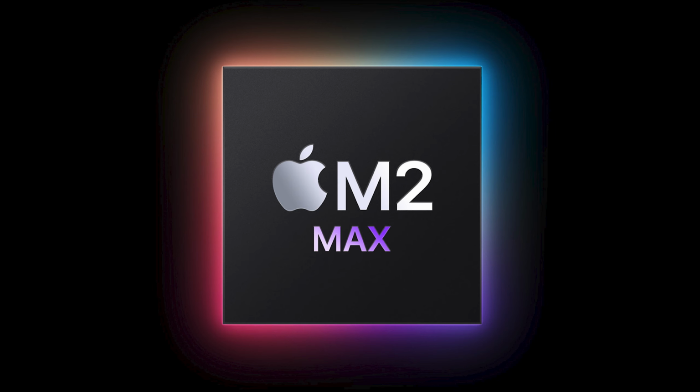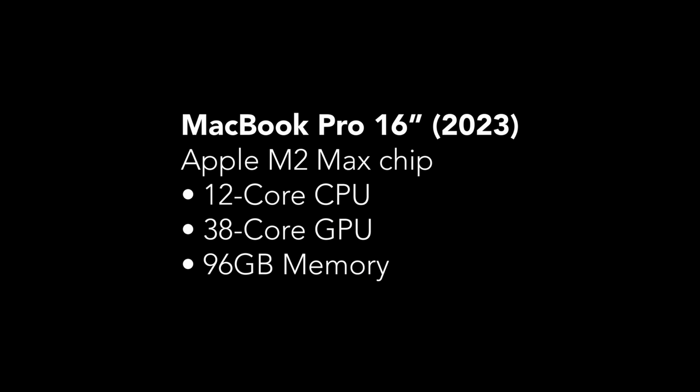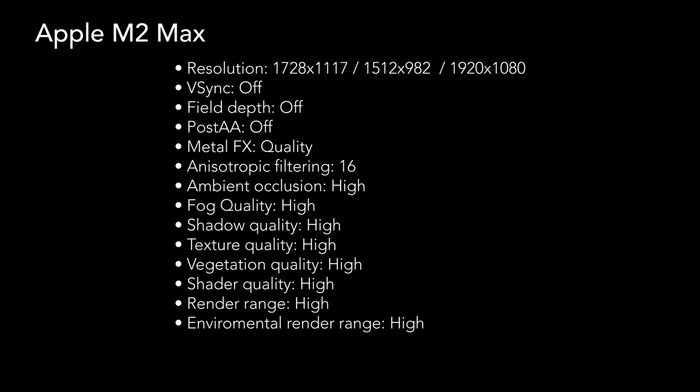Now it's time to look at M2 Max. Pause the video now for the specs of my 16-inch M2 Max MacBook Pro. On an Apple M2 Max machine, THQ recommends a native display resolution of 1728 by 1117 or 1512 by 982. Or, if you're connected to an external monitor, 1920 by 1080. Disable VSync, put all settings to high, and MetalFX to quality. It's the same settings as M1 Max.